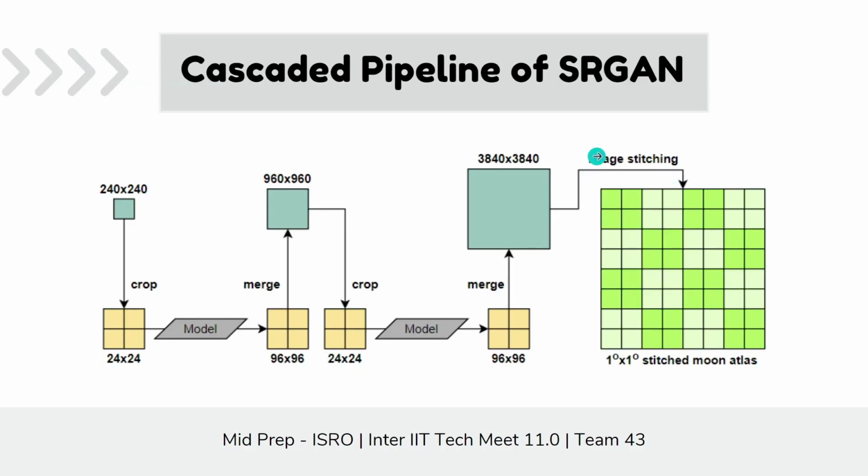This image shows the flow of our cascading pipeline. The input image was 240 cross 240 in dimension. Then we cropped it and fed it to the model to give a 4 times upscale, 96 cross 96. Again merged it to 960 cross 960. We repeated this process again. So finally, from input of 240 cross 240, we got an output of 3840 cross 3840. These were stitched to create a 1 degree cross 1 degree stitched moon atlas of high resolution images.